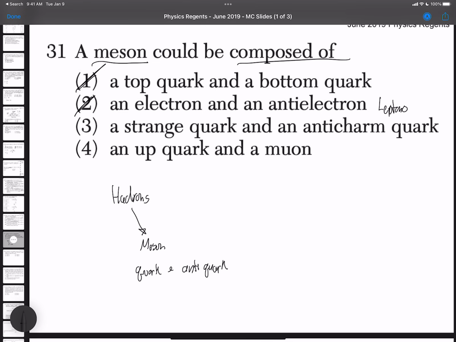Answer choice 3, a strange quark and an anti-charm quark. Well, that meets our ingredient definition. So a meson could be made up of these. We'll look at question number 4 just for completeness. An up quark and a muon. Well, we're mixing together here quarks and leptons, and so it could not be that combination.